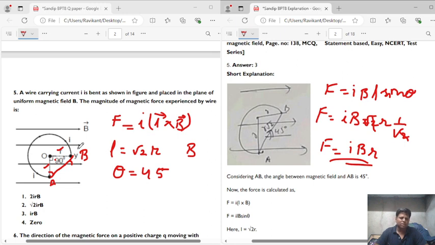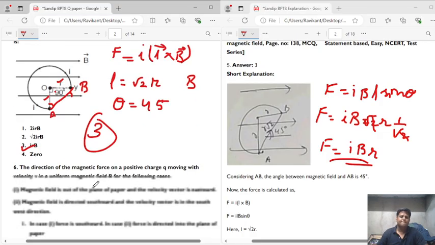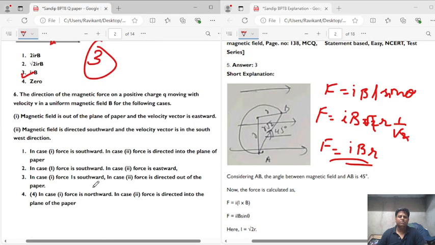So let's take the option. The correct option is I B R, so the correct option is option 3. The correct answer for question number 5 is option 3, that is I B R. Now let's get into question number 6.